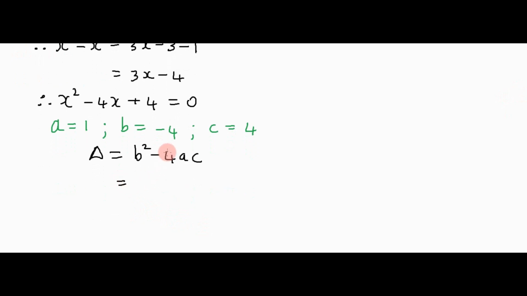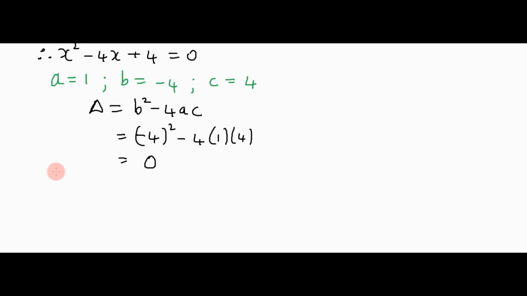So it's going to be negative 4 squared minus 4 times 1 times 4. This is 16 minus 16, which is 0. So delta turns out to be 0. And now we can write down the nature of the roots.